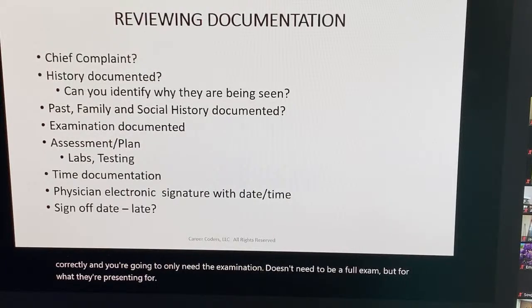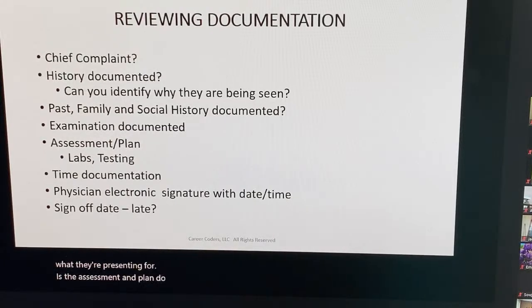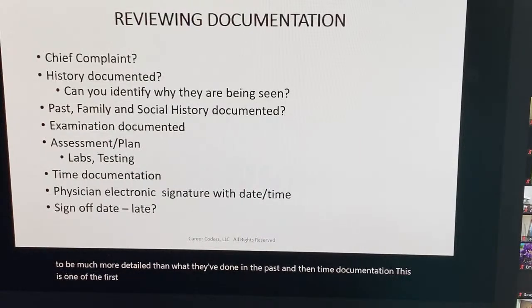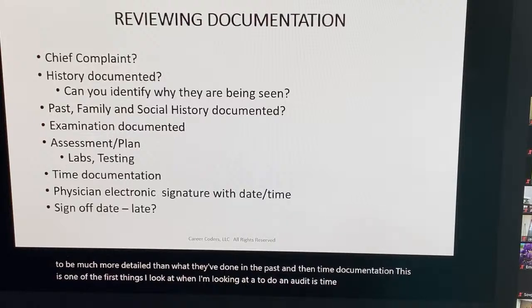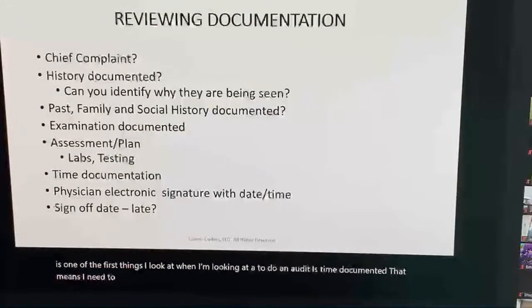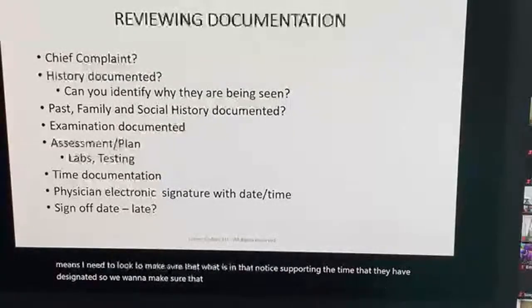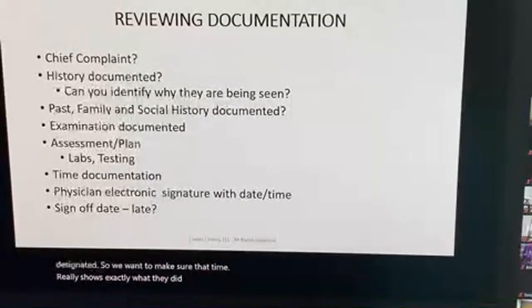Is the assessment and plan, do we have all the labs and the testing with 2021 guidelines? This has got to be much more detailed than what they've done in the past. And then time documentation. This is one of the first things I look at when I'm doing an audit. Is time documented? Time really shows exactly what they did during the encounter.